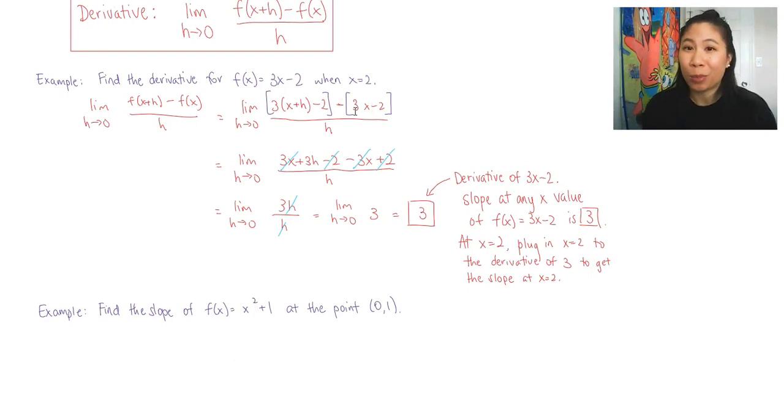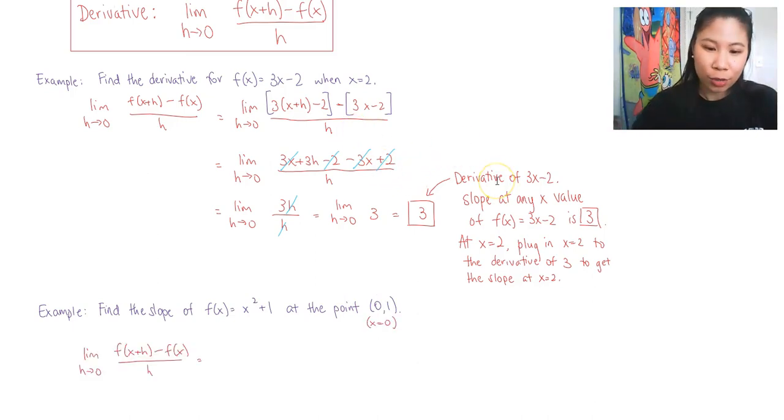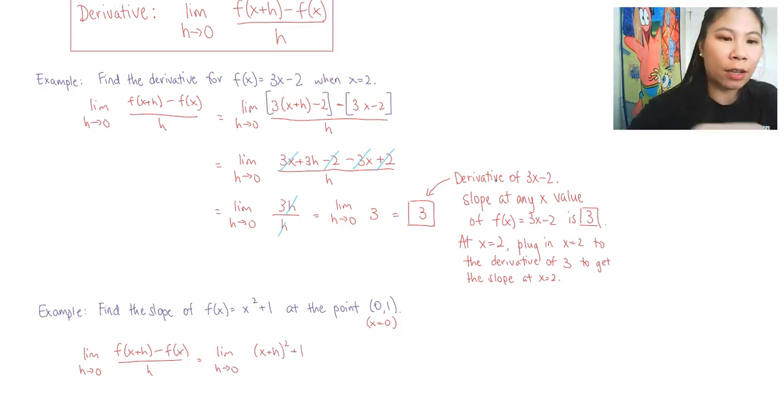Okay, so now let's do a more complicated example. Instead of a line, we are looking at the function x squared plus 1. So if you think back to all your graphs, x squared plus 1 would be a parabola that faces upwards, and we're looking for the slope of this graph at the point (0, 1), which tells us that we're looking at an x value of 0, because (0, 1) has an x value of 0. So I'm going to use the definition of the derivative to plug in x plus h into f of x, which will give me (x plus h) squared plus 1 instead of the x squared plus 1.